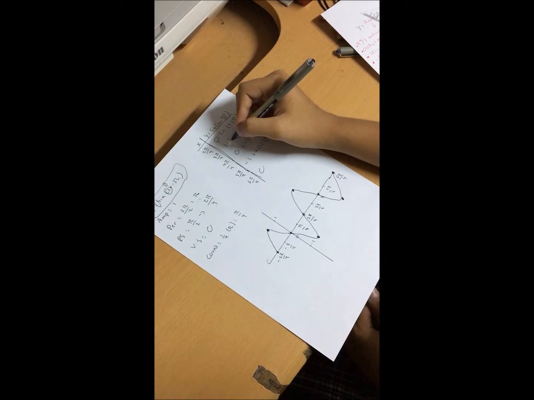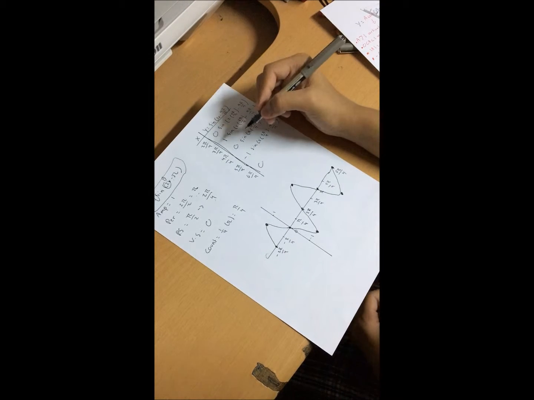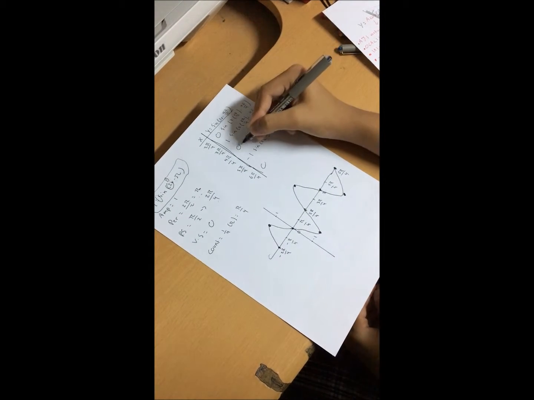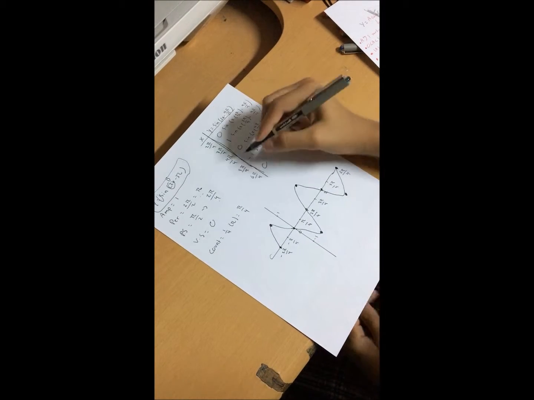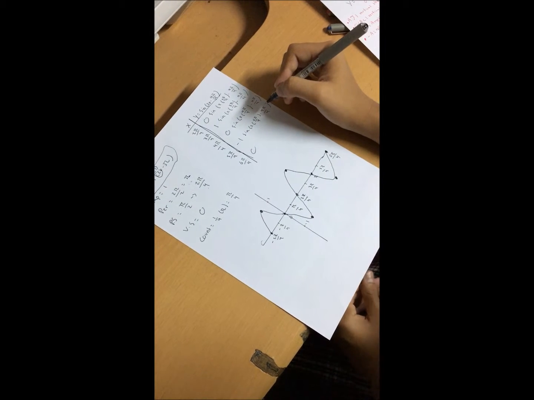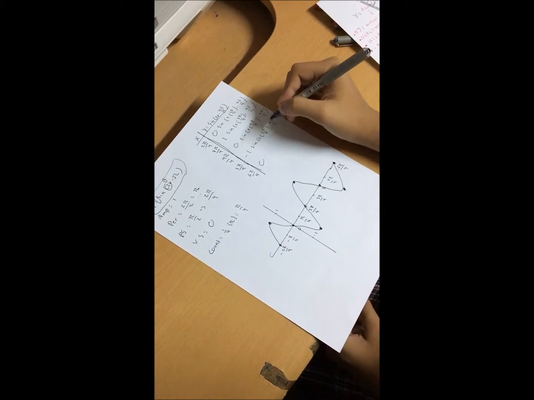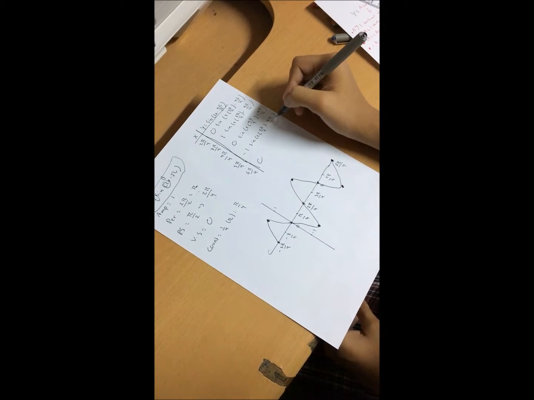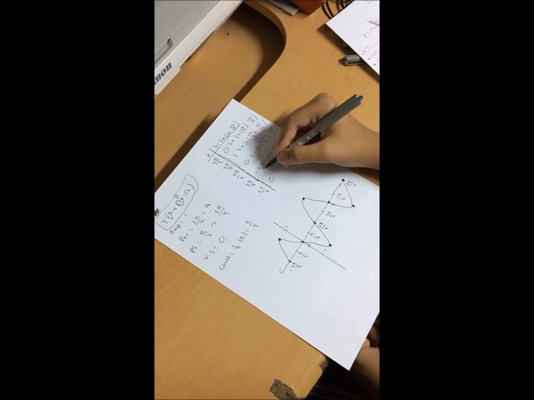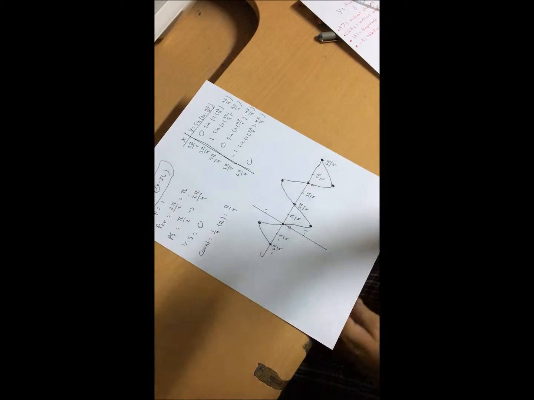Sine of pi over 2 is 1, and then you have 4 pi over 4, so it will be pi minus pi, which is 0. Then 5 pi over 4: 2 times 5 is 10 over 4, minus 4 pi over 4, which gives us 3 pi over 2. Sine of 3 pi over 2 gives us negative 1, and then we have 6 pi over 4, which is 0. You can know that directly.